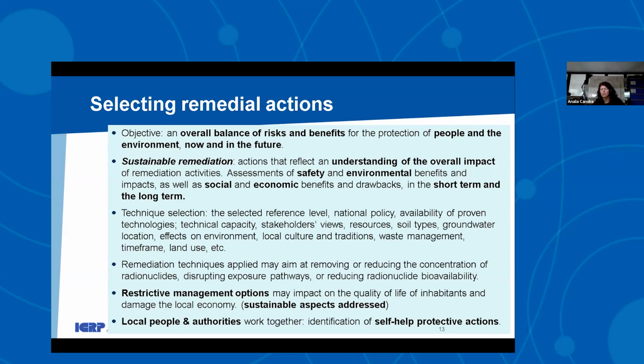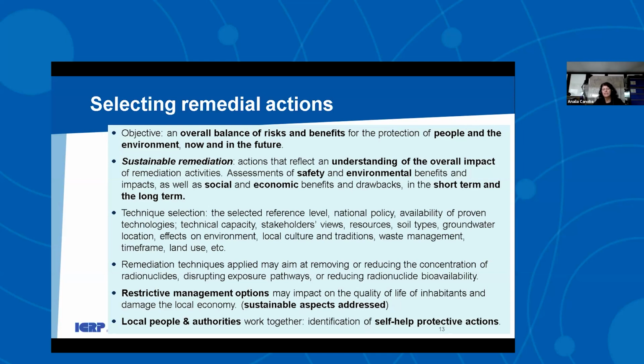So you have to take into account all these factors. We can say in general, the remediation techniques may apply at removing the source or reducing the concentration of the radionuclides, disrupting or modifying the exposure pathway, or reducing radionuclide viability. We have to take into account and analyze very carefully if restrictive management options are included in the analysis, because they may impact on the quality of life of the people and maybe have some consequence on the local economy.